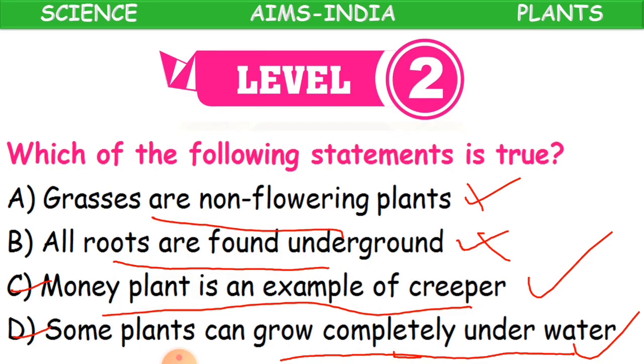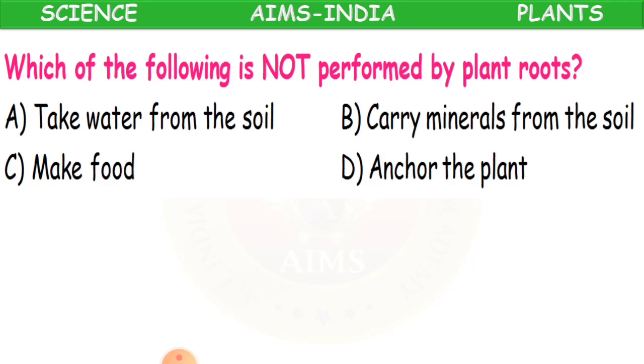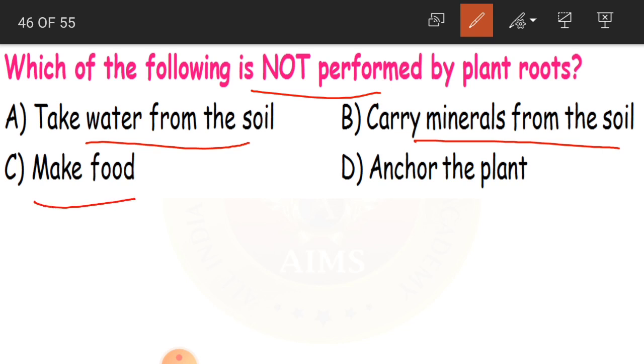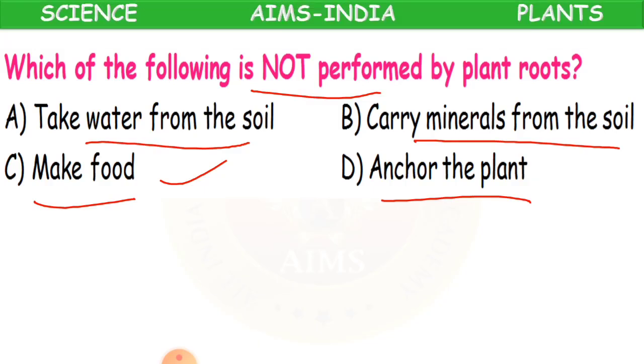Now the next question is, which of the following is not performed by plant roots? See, this you have to identify, not performed. Either take water from the soil, or carry minerals from the soil, or make food, or anchor the plant. And the answer is C. They cannot make food.